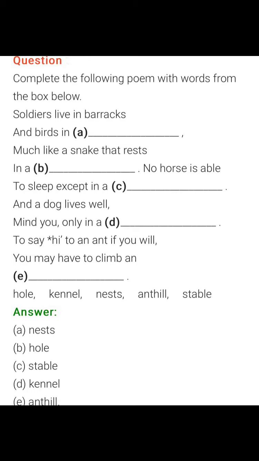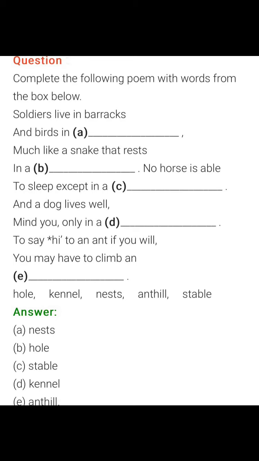So let's read what this is about. Complete the following poem with the words from the given box. There is a poem given and there are a few words. You have to choose the correct words. As the answer is written in the picture itself, it's very clear. Soldiers live in barracks and birds कहाँ रहती हैं? Nest में. So the birds live in nest. Much like a snake that rests in a hole. Snake का घर hole होता है, so snakes rest in a hole.